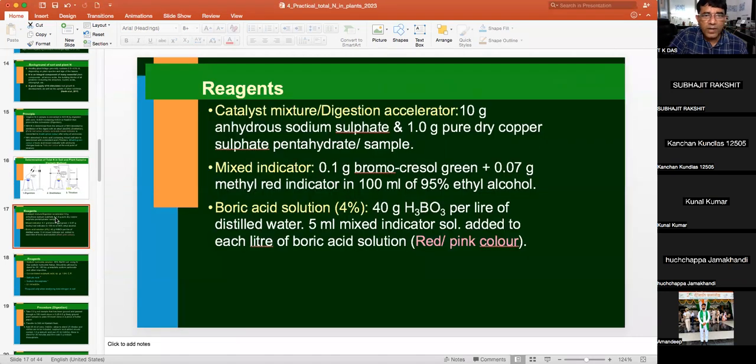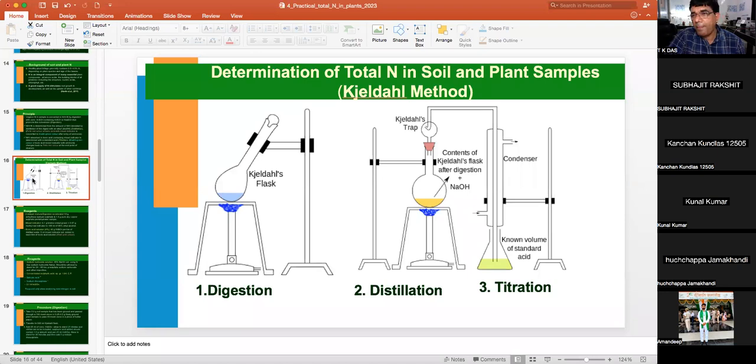Yes, sir. Fine. Now see the reagents. The other part is reagents. Sir, why are we not adding salicylic acid in the plant sample? Salicylic acid and sodium thiosulfate.